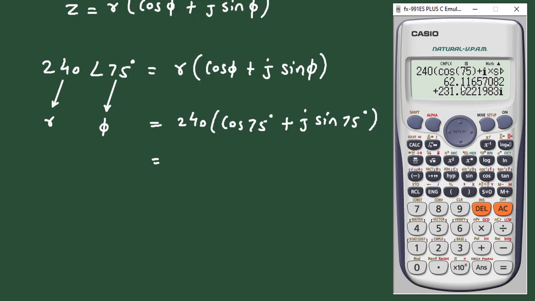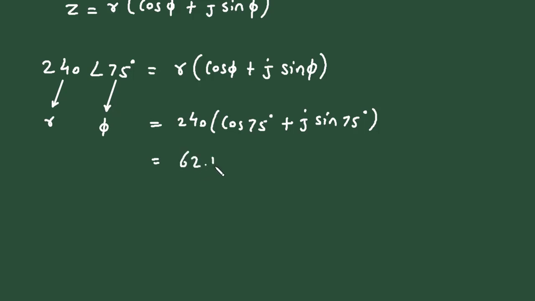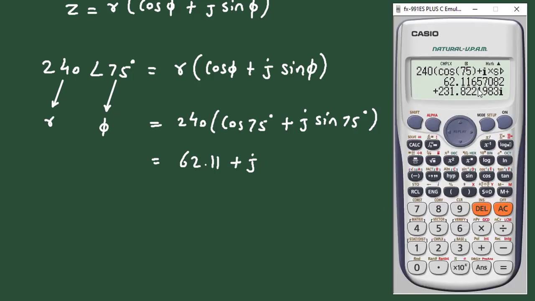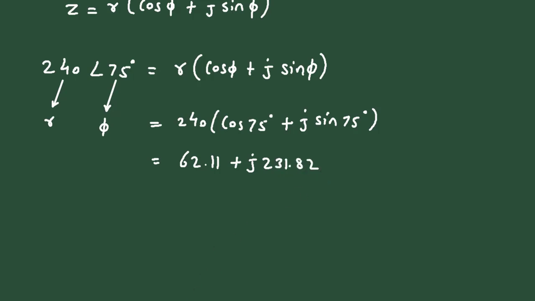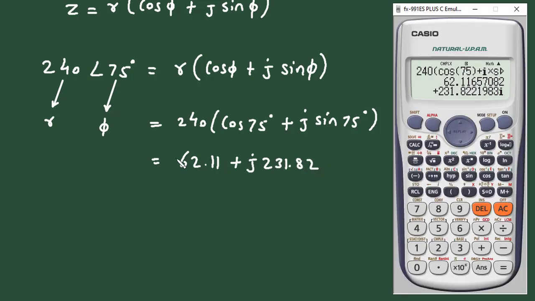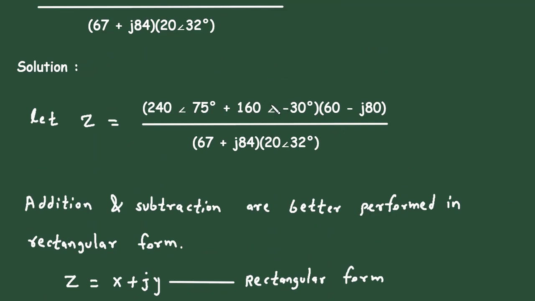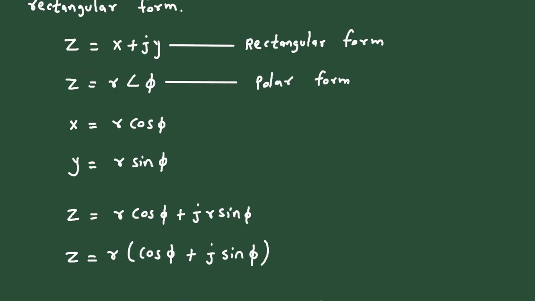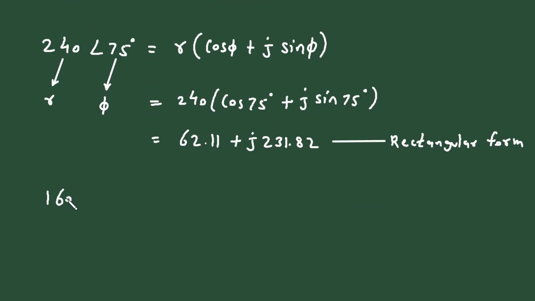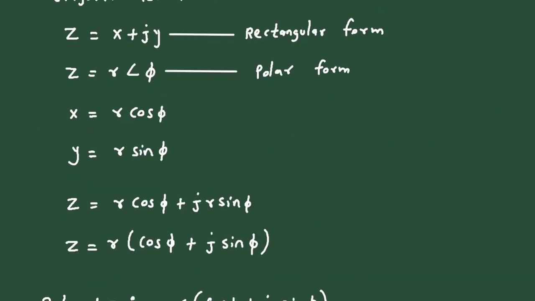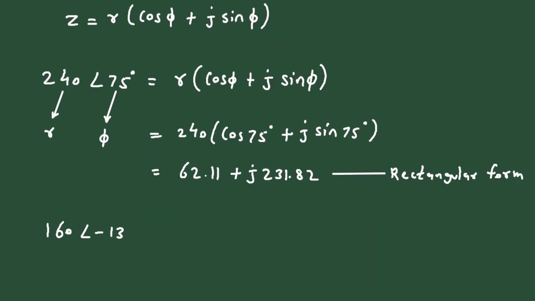So it is this value 62.11 plus j 231.82. So this is the value in rectangular form. Now similarly we will do this for 160 at an angle minus 30 degree.